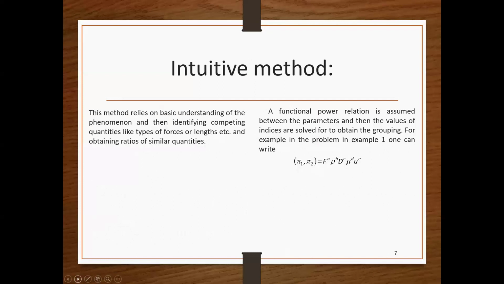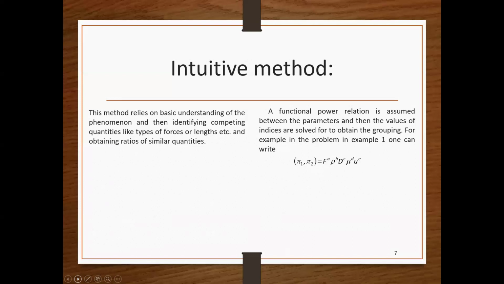There is an intuitive method. There is also the Buckingham method, but that's for later. So, the intuitive method relies on basic understanding of the phenomenon and then identifying competing quantities, like type of process or length, etc., and obtaining ratios of similar quantities. So, relationships of force, density, yan.